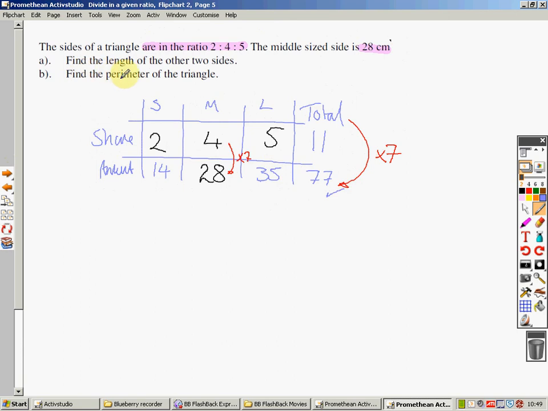Second bit of the question, find the perimeter of the triangle. Well, the perimeter of a triangle is the distance right the way around the outside. So it's all the sides added together, which I've already done. Answer was 77. So my perimeter is 77. Notice there was nowhere here on the paper down here to write the answer. There probably will be in yours. What I didn't know there was whether they gave me the units. They haven't done. So I'm going to write in those centimetres there.